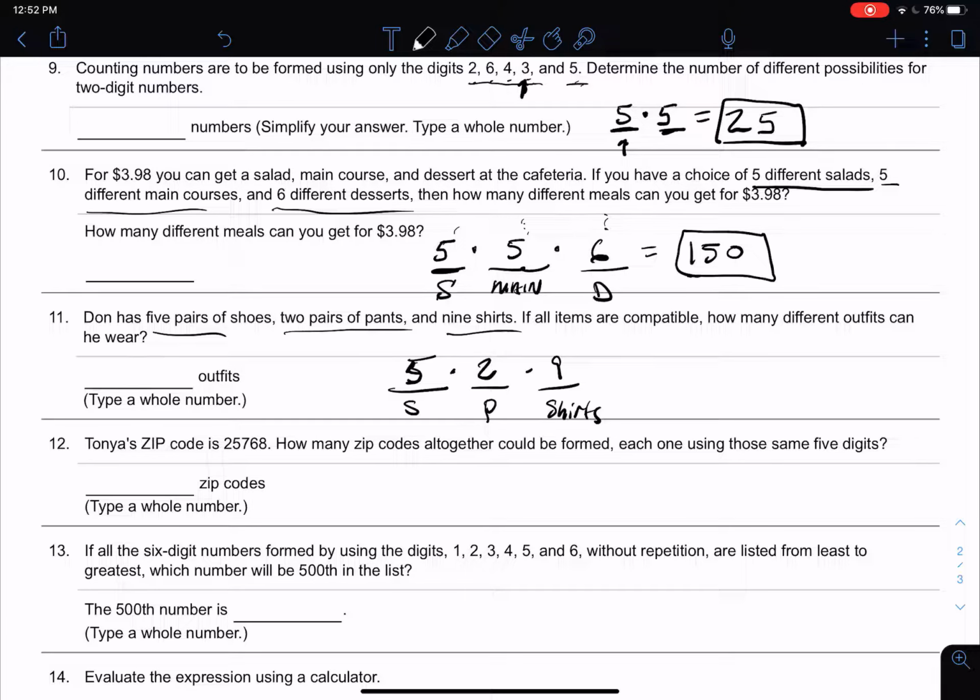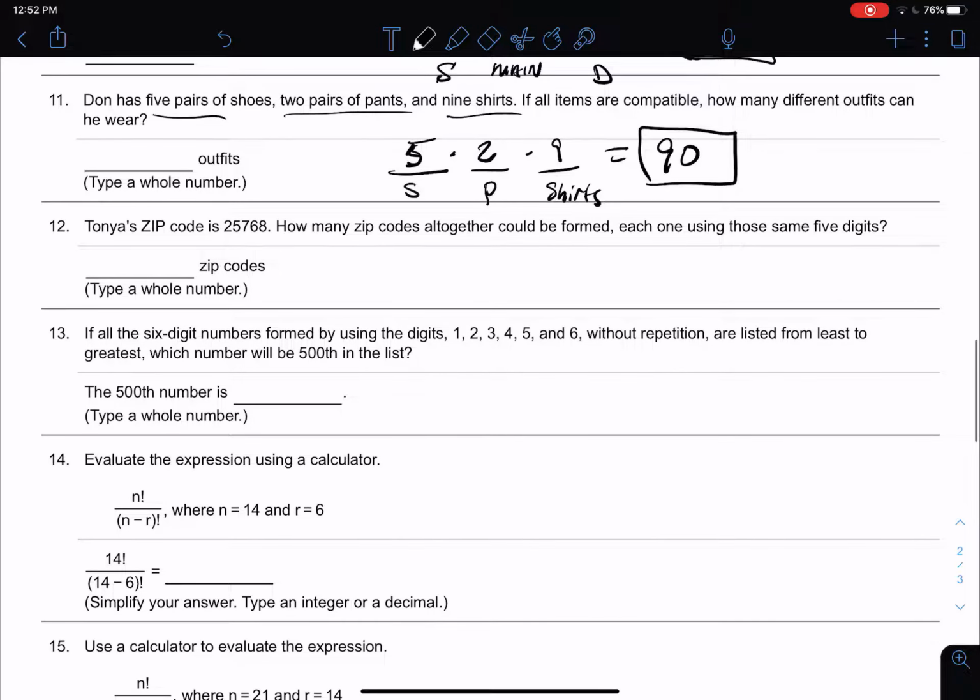And using the fundamental counting principle and multiplying, we end up getting 90. How many different outfits can he wear? 90. I'm sure they don't all look great together, but we're not talking about fashion. We're just talking about possibilities.